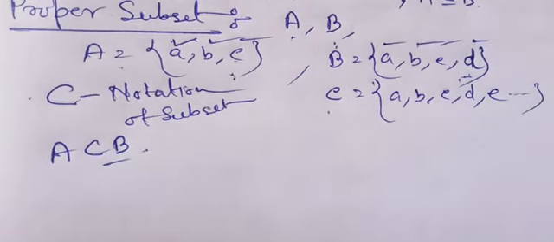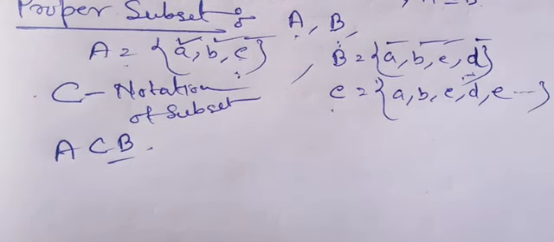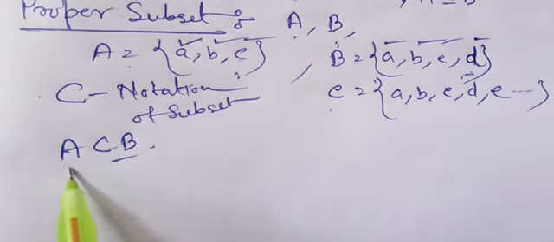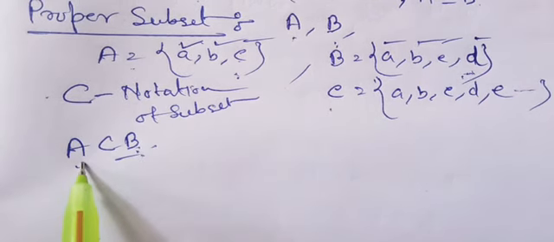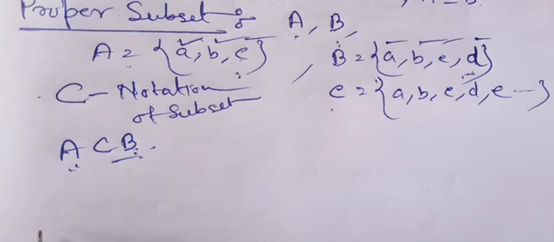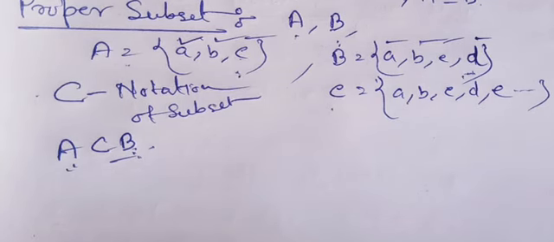Next, every set is a subset and a superset of itself. Now what is a superset? This A is a subset of B, so we can say that B is a superset of A. Understand that? Every set is a subset and a superset of itself.